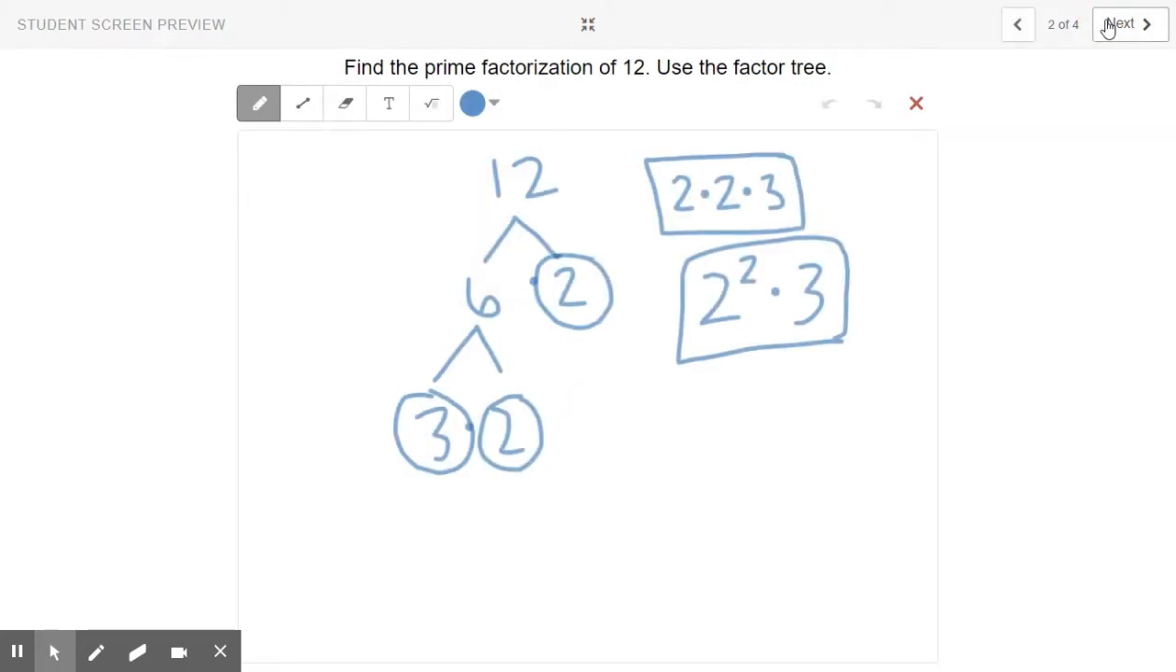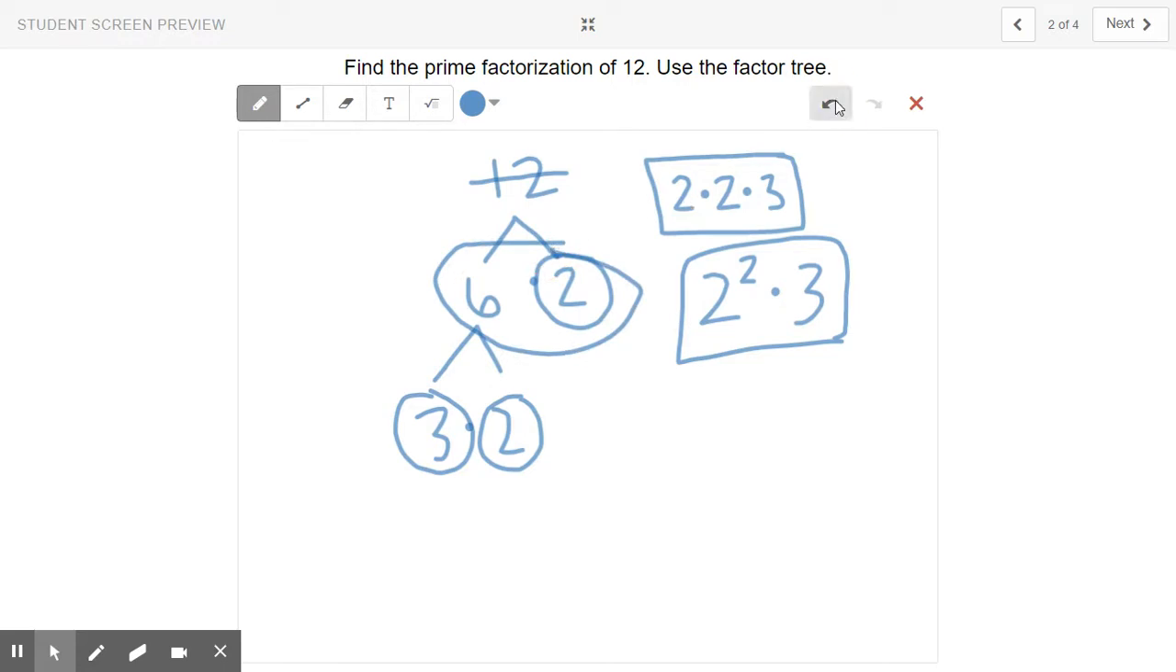Find the prime factorization of 12, use the factor tree. So 12, I could rewrite as 6 times 2, or 3 times 4. You just can't do 1 times 12 because 1 is not prime. But let's just say 12 becomes 6 times 2. Then in a way, you're crossing out the 12. It becomes 6 times 2.